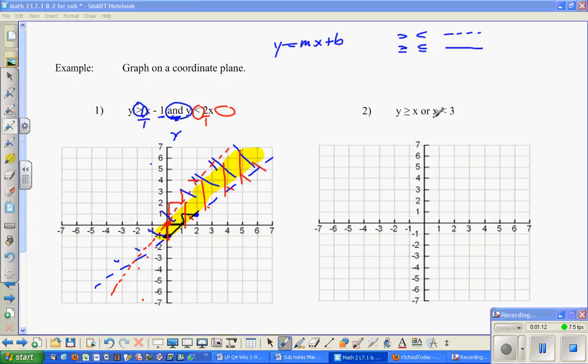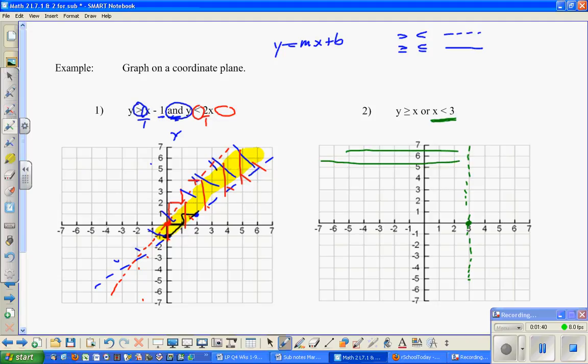Now these two, we have this one right here, which is one variable. If it's one variable, it's going to be either vertical or horizontal. And we have x is less than 3. So 3 is right here on the x-axis. Since that's the axis it's intersecting, it's going to be a vertical line. Again, it's less than, so it's dotted. And it says less than, so we will shade this way.